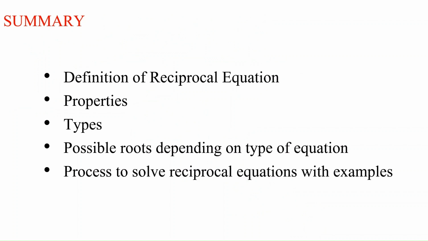For odd degree with type 1, x equal to minus 1 will satisfy. For odd degree with type 2, x is equal to 1 will satisfy the equation. For even degree with type 2, x is equal to 1 and x is equal to minus 1, both will satisfy the equation, and we know how to solve even degree type 1 equations, which will help to solve all the reciprocal equations. And with examples, we have seen how to solve the equations.